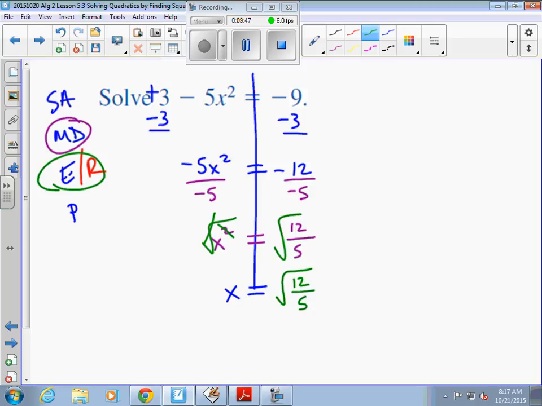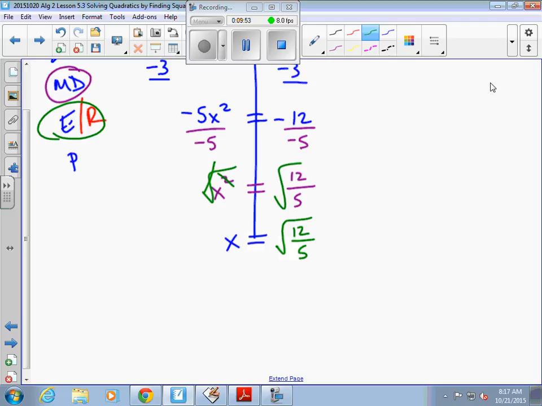Remember, this is not an acceptable form of an answer. You cannot have a fraction under a radical. So the first thing you want to do is just separate it. This is the easy part. Separate it into the square root of 12 over the square root of 5. Rationalize the denominator to get rid of the square root of 5 at the bottom. That's not acceptable either. So whatever's on the bottom, the square root of 5, multiply it by that over itself.